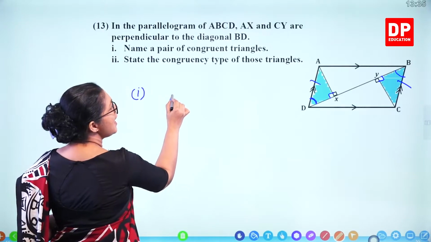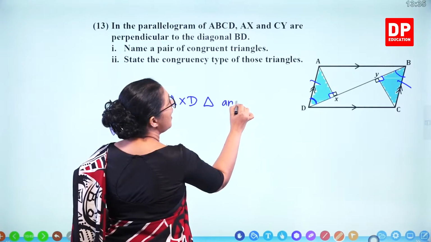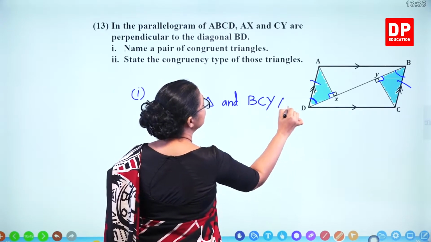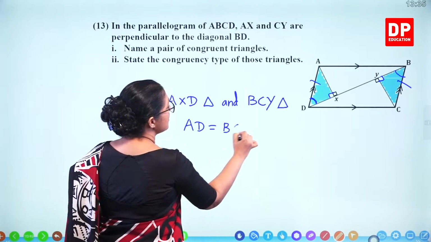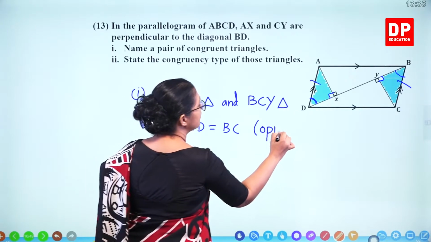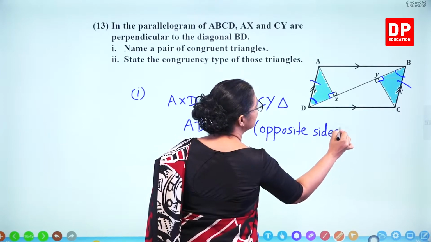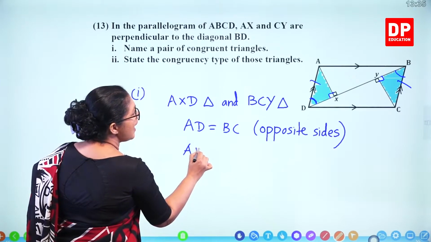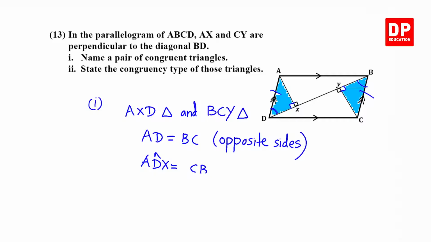So, we'll take triangle AXD and triangle BCY. AD equals BC, opposite sides of a parallelogram. Then angle ADX is equal to angle CBY, alternate angles.